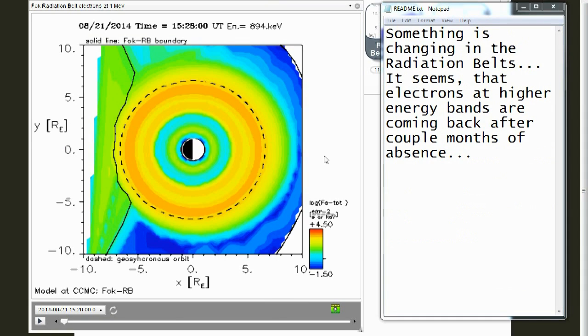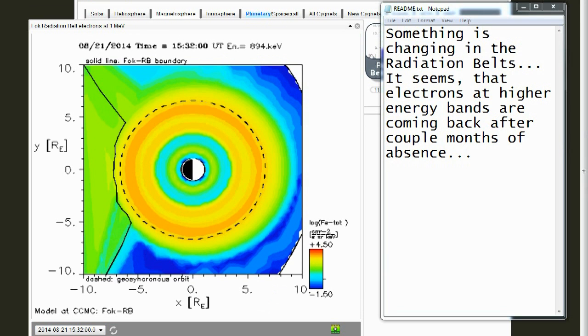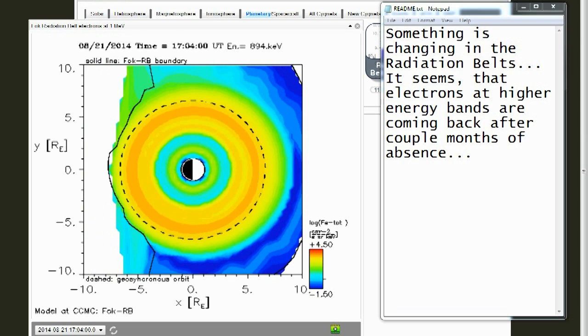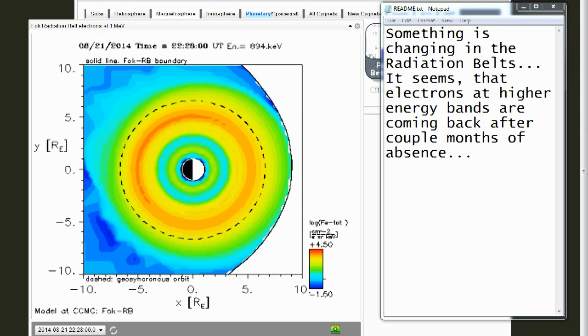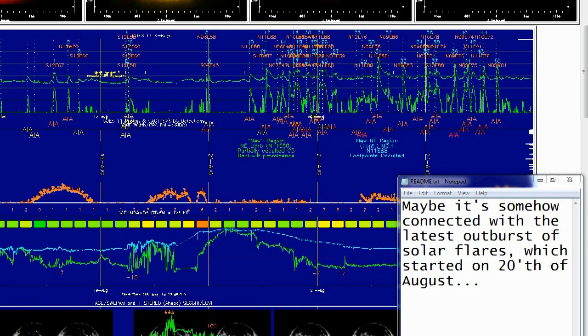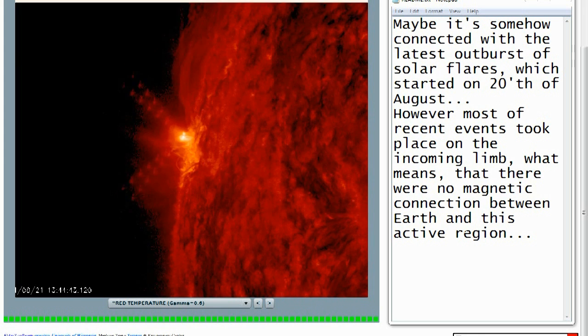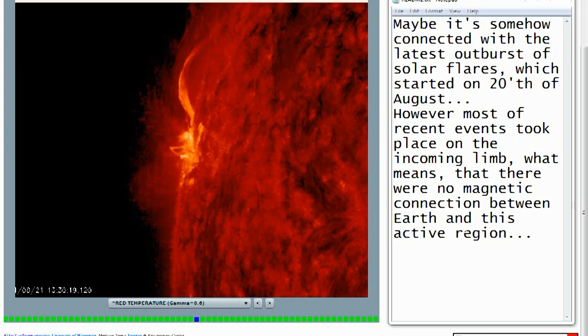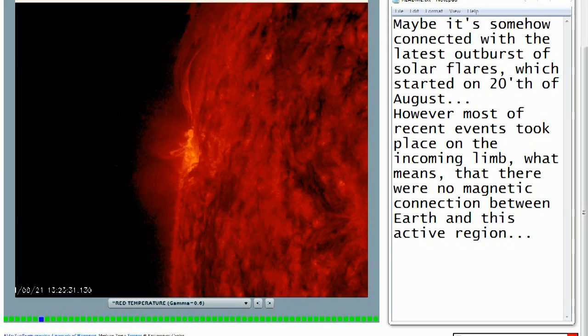Something is changing in the radiation belts. It seems that electrons at higher energy levels are coming back after a couple months of absence. Maybe it's somehow connected with the latest outburst of solar flares, which started on 20th of August. However, most of recent events took place on the incoming limb, which means that there were no magnetic connections between Earth and this active region.